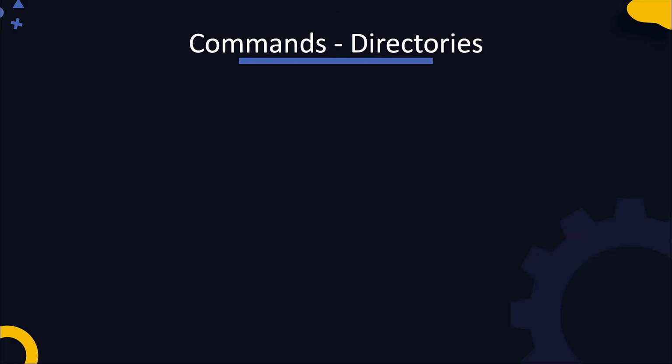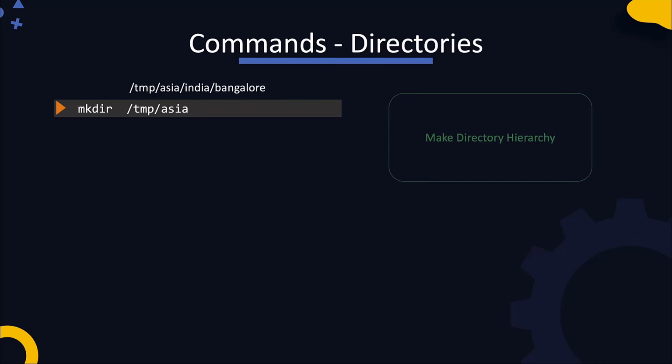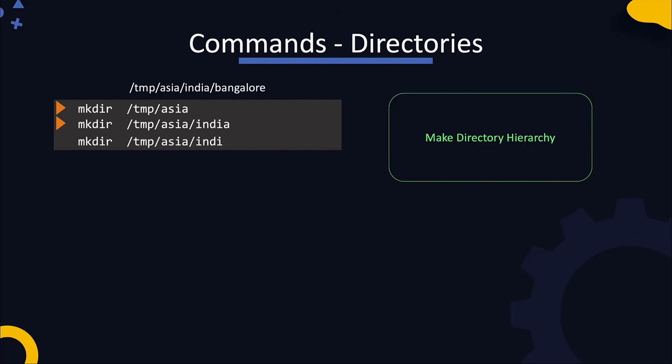At times, you might want to create a directory tree. For example, we want to create a directory /tmp/asia/india/Bangalore. One way to do that is to run the make directory command 3 times, specifying one directory each time. For example, first we create the first directory, and then we create the India directory inside Asia, and then we create the Bangalore directory inside India.